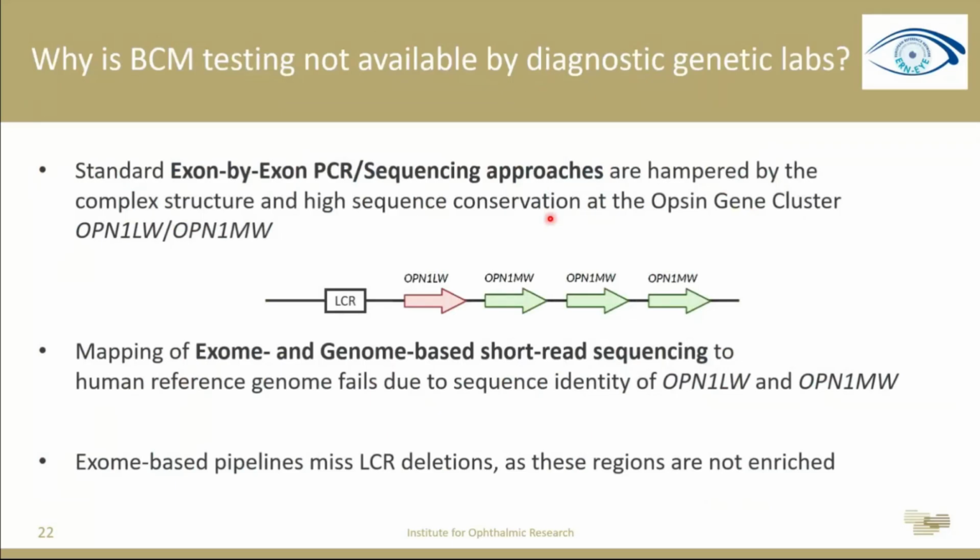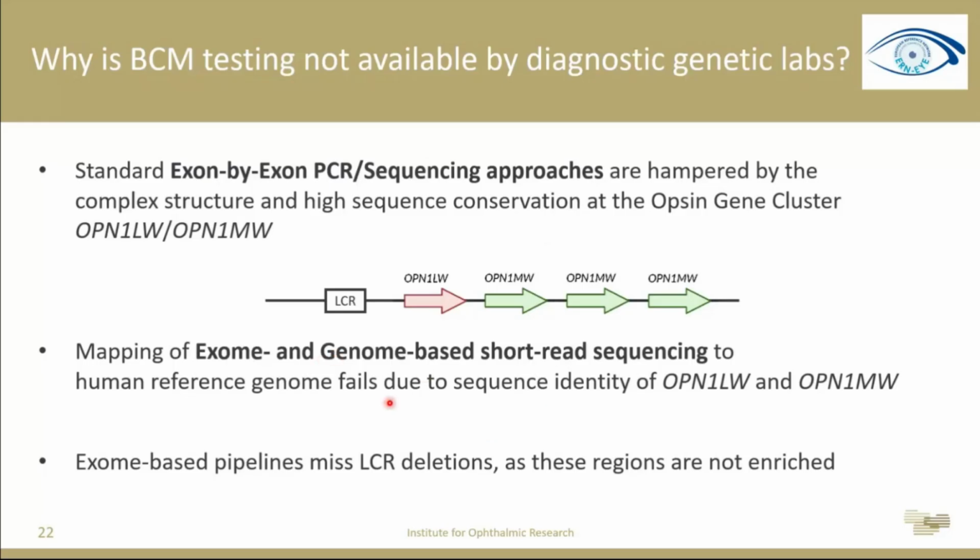Now, you may wonder why BCM testing is rarely available in diagnostic genetic labs. In former times, when testing was based on exon by exon PCR and sequencing approaches, this was hampered by this quite complex structure of the opsin gene cluster and this high sequence conservation. And this makes it a bit difficult for labs to establish such a test and also get it through certification.